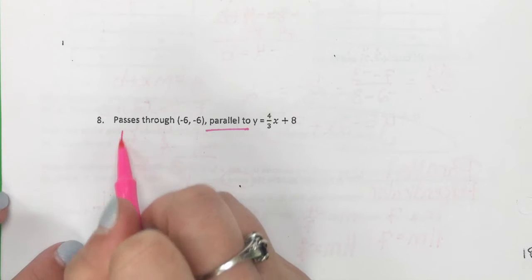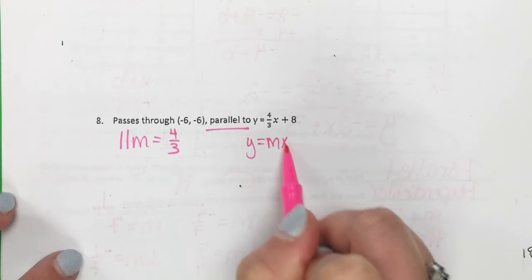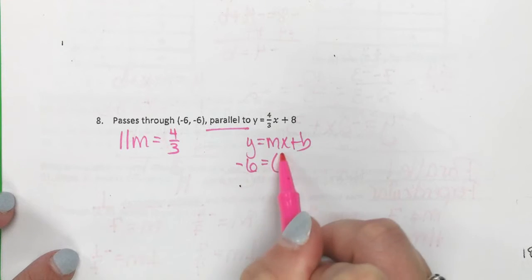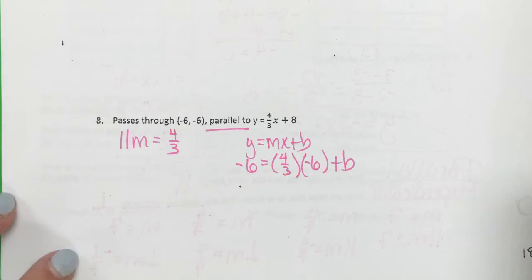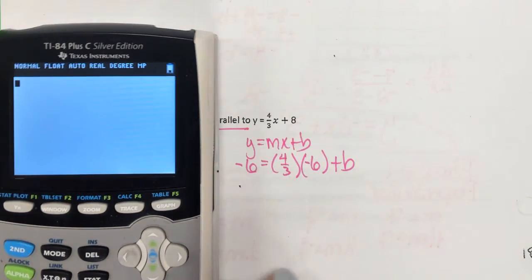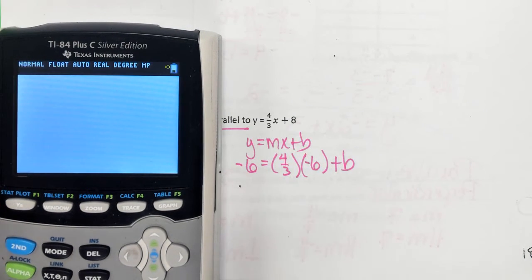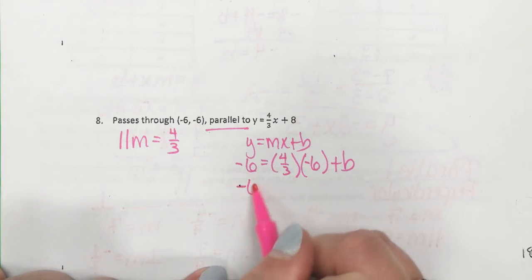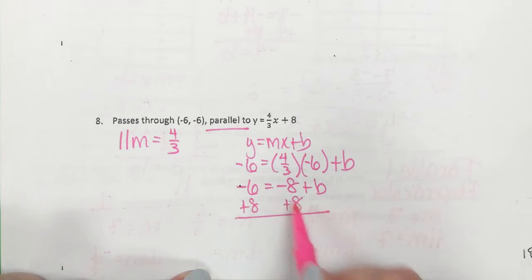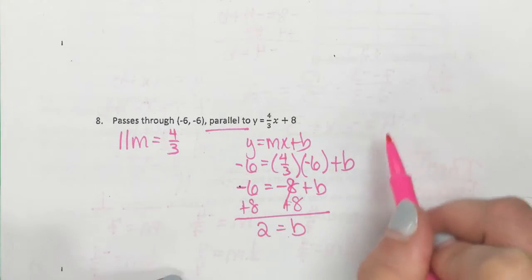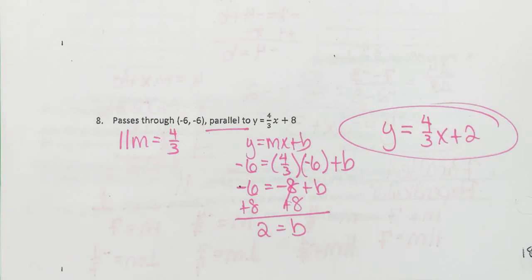Alright guys, what's your slope on number 8? There you go. Alright, so let's see. Y equals mx plus b, negative 6, 4/3 times negative 6. So we got parentheses 4 divided by 3 times negative 6 equals negative 8. Yep. And how do I move that negative 8? There you go. Positive 2. Looks good. Y'all are rocking this. Y'all okay?